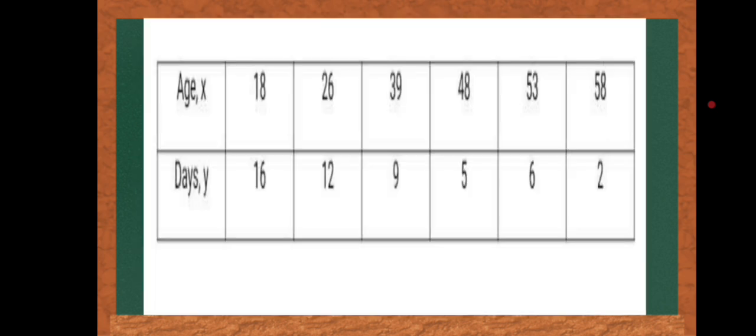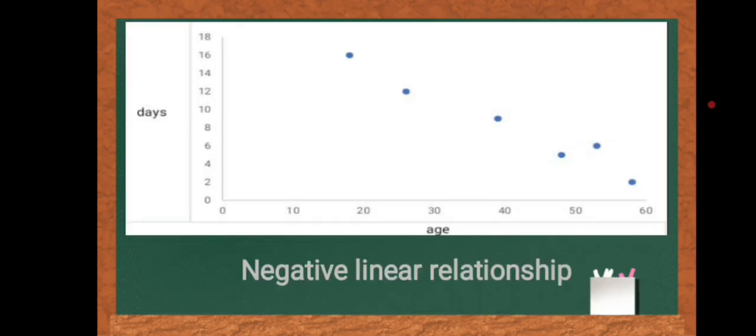We have here the row for the age of employees and the row for the number of sick days. To construct a scatter diagram, we can use a spreadsheet, and this is what the graph looks like. We will notice that the line slopes downward from left to right. Therefore, the relationship between the two variables is what we call a negative linear relationship.